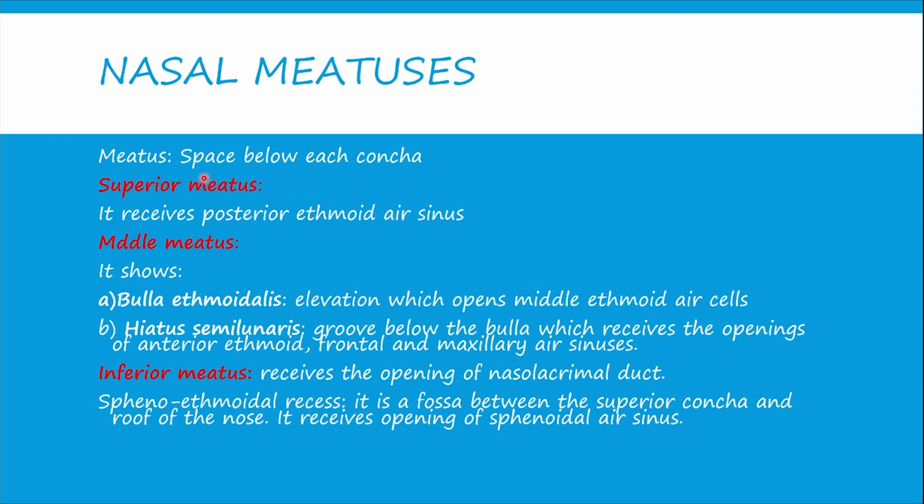So the meatus, as we said, is a space below each concha. The superior meatus receives the posterior ethmoid sinuses. The middle meatus shows two things: the bulla ethmoidalis, which is an elevation which opens the middle ethmoid air cells, and the hiatus semilunaris, which is a groove below the bulla, which receives the openings of the anterior ethmoid, frontal, and maxillary air sinuses. And there is the inferior meatus, which receives the opening of the nasolacrimal duct, also called the tear duct, which is responsible for tear secretion.